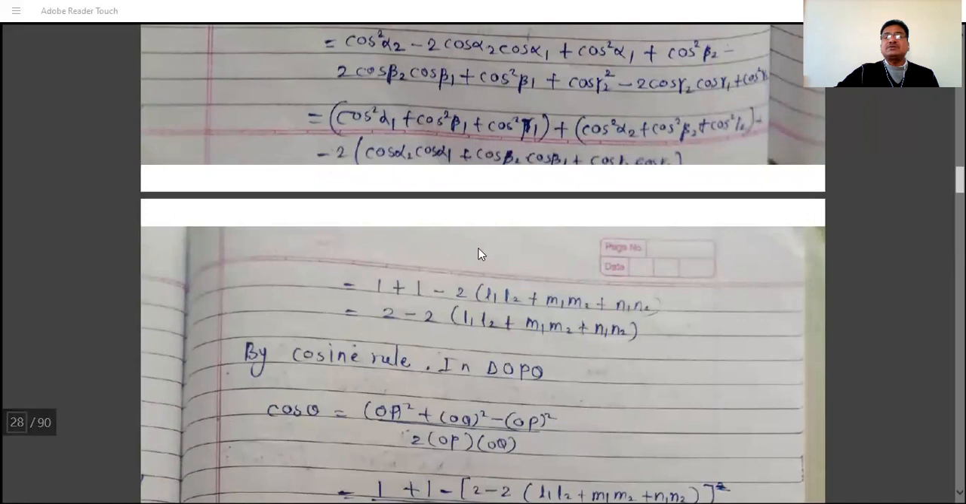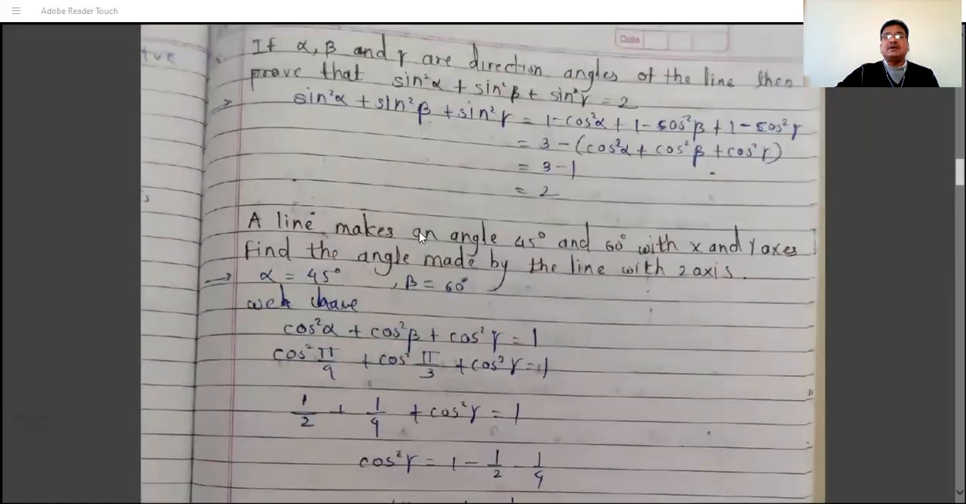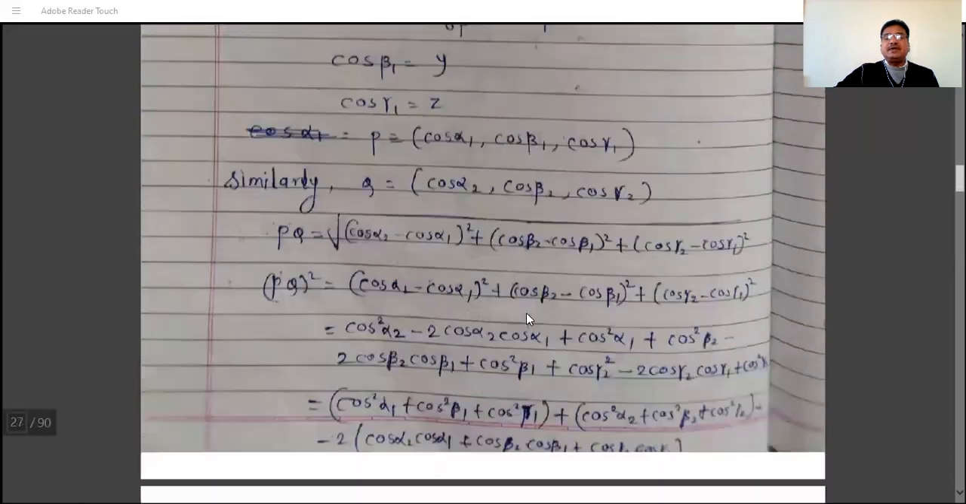Then cos square alpha 1 plus cos square beta 1 plus cos square gamma 1 is 1, and similarly cos square alpha 2 plus cos square beta 2 plus cos square gamma 2 is 1, by using this, because L square plus M square plus N square is 1, or cos square alpha plus cos square beta plus cos square gamma is 1. So we have the answer 1.